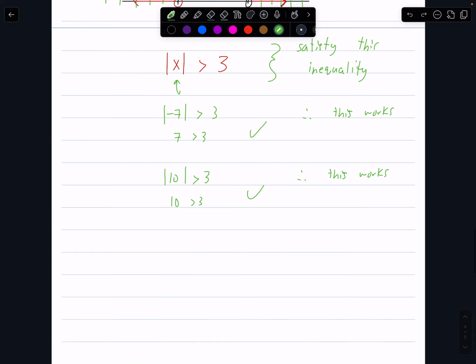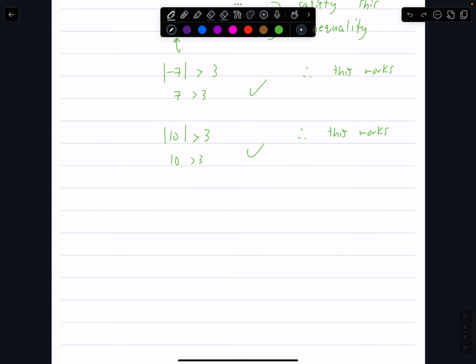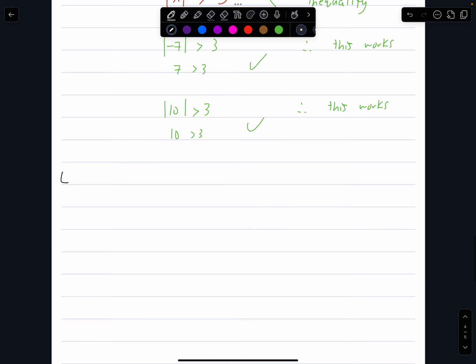So let's look at another example. These ones are a little tricky, right? So this is where you've got to actually practice and do a bunch of examples. So let's look at another example. So x is less than or equal to -1, or x is greater than or equal to 1.